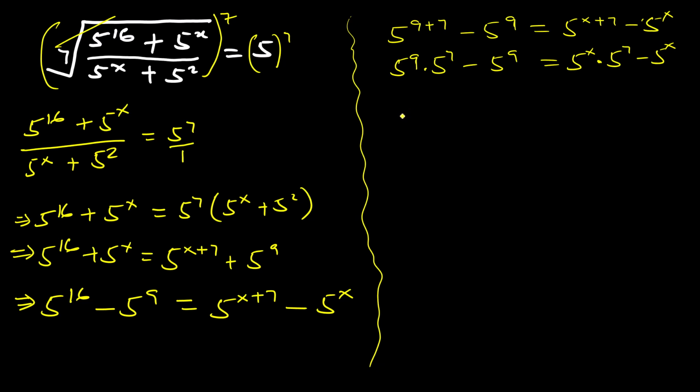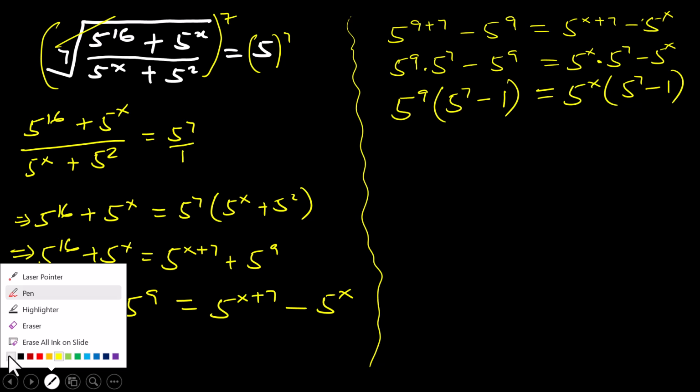Okay, so let's look at it very carefully. When we observe the left hand side, we can see that 5 to the power 9 is common, and therefore we can factorize, we can take it out. So we have 5 raised to 9 bracket 5 to the power 7 minus 1 equals, and we can do the same to the right hand side, 5 raised to x bracket 5 raised to 7 minus 1. Okay, there is something in common here.